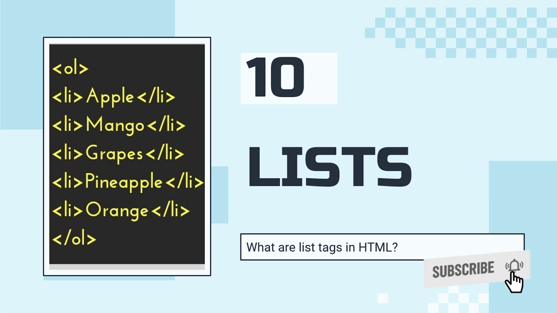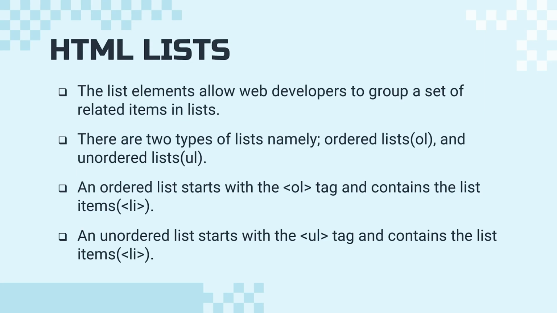In today's video, we're going to talk about HTML lists and how they're used. HTML list elements allow web developers to group a set of related items in lists. So we know what lists are. There are two main types of lists that I know of. There's also a descriptive list, but we're not going to talk about that in today's video.